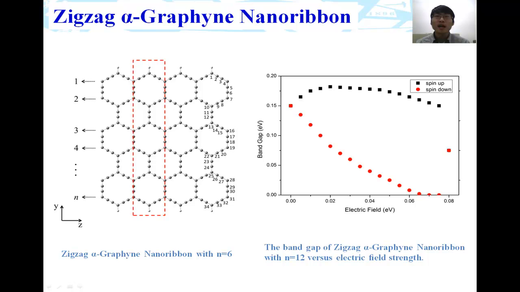Previous research found that the half-metallicity feature, in which one spin channel is conductive and the other is insulative, could be achieved by a transverse electrical field, and that the half-metallicity in zigzag graphene nanoribbon operates with the characteristics of the anti-ferromagnetic ground state.